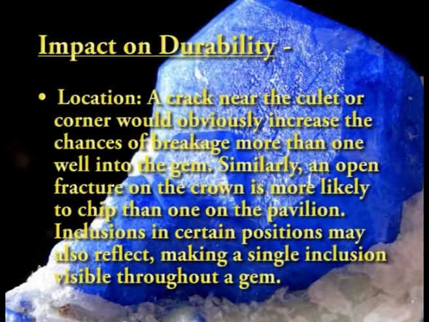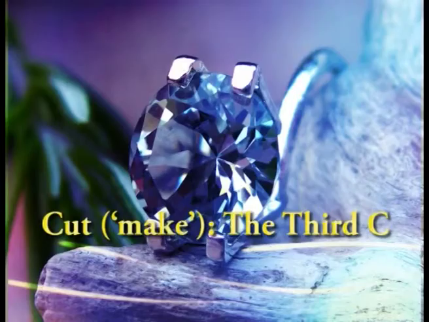Location. A crack near the culet or corner would obviously increase the chances of breakage more than one well into the gem. Similarly, an open fracture on the crown is more likely to chip than one on the pavilion. Inclusions in certain positions may also reflect, making a single inclusion visible throughout a gem.